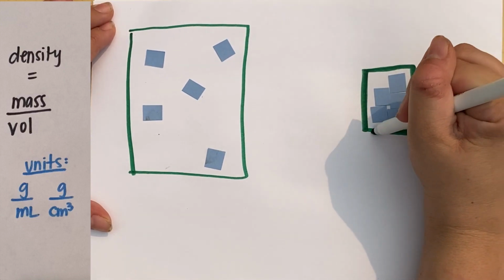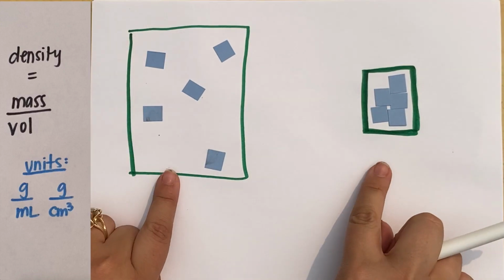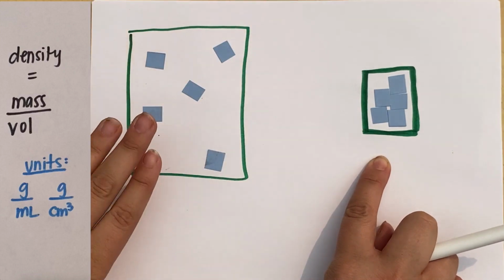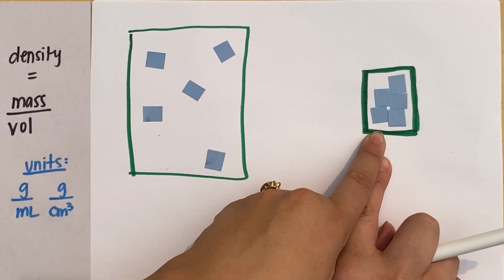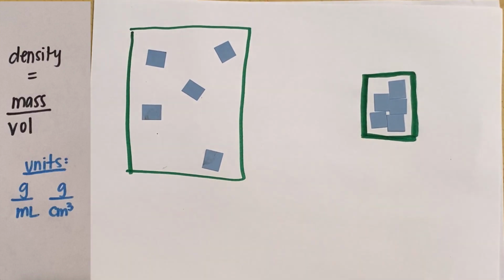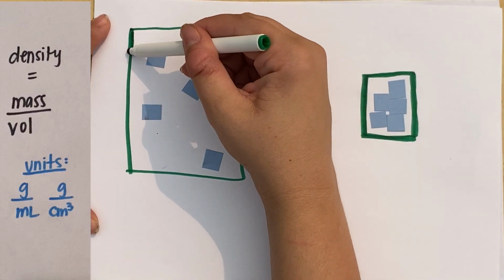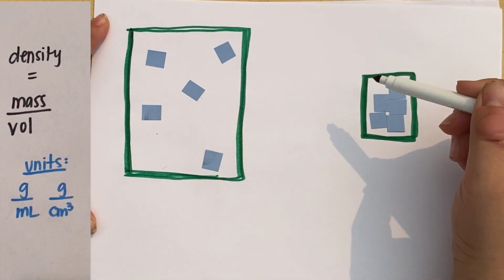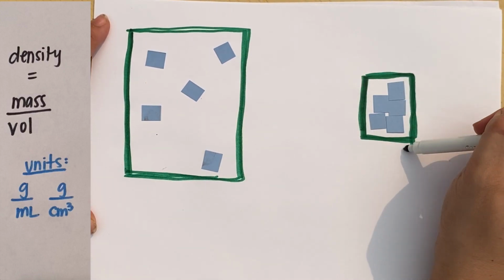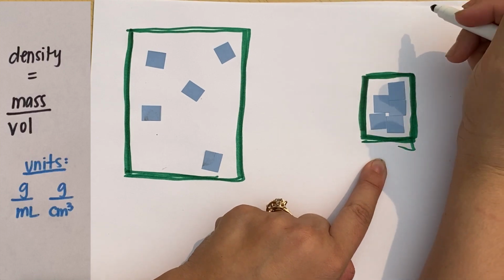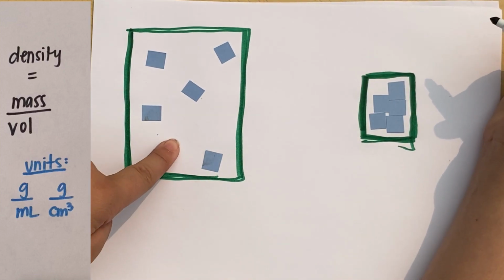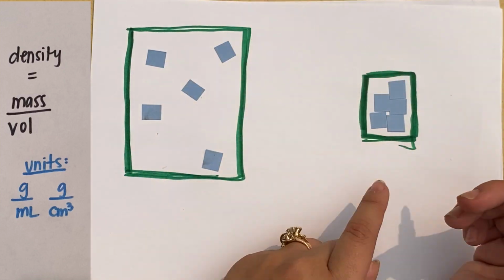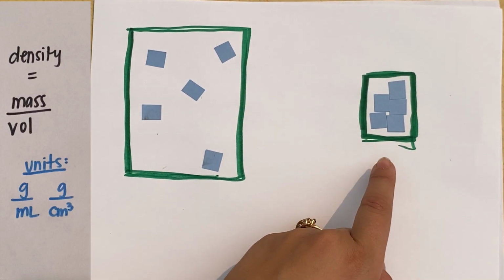If I weighed them on a scale, they're going to weigh the same amount. This has 5 grams or 5 units. This one also has 5 grams, 5 units, but their densities are different. This one is taking up a huge volume, and this one is taking up a very teeny tiny volume. So this one's density is going to be more than this one's density, because there are more things compacted into a teeny tiny amount.